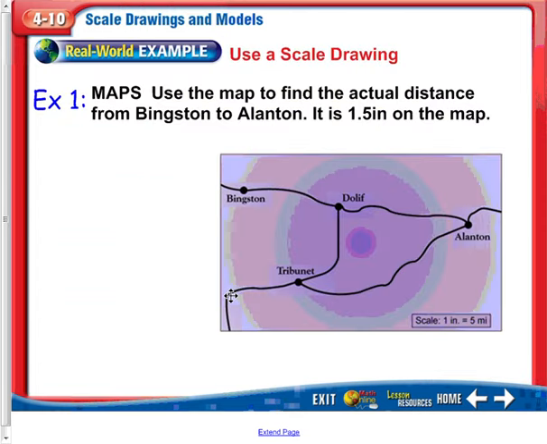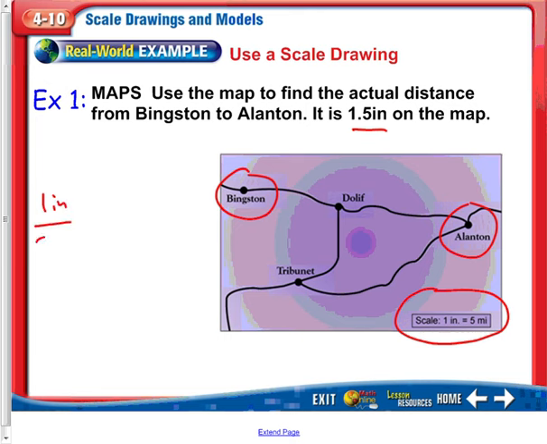So first, dealing with map scales, use the map to find the actual distance from Bingston to Allenton. So we're starting here at Bingston and we're going to Allenton. It is about an inch and a half on the map, and so we're going to use this scale here and make a proportion. So we can say 1 inch is to 5 miles. Pretty much what I always do is you take your scale and you write it as a ratio. Don't worry about mixing any of these things up. Just take your scale and write it as a ratio right away. So 1 inch to 5 miles.